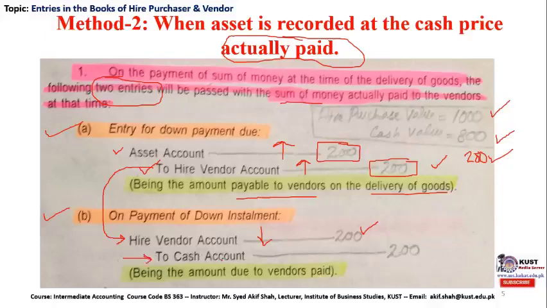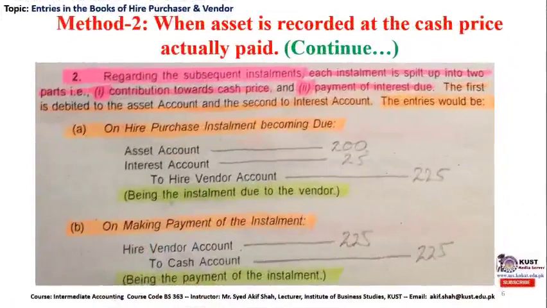So we can either credit our cash account, which is an asset account, or the bank account of the company by the same rupees 200, and hence we have actually capitalized the amount we have paid for this hire purchase agreement. So this is the second method. And for the subsequent years, for the installment payment as well as the interest amount due, we have to follow this pattern to divide the amount of installment between the contribution towards the cash price and the payment of interest due.